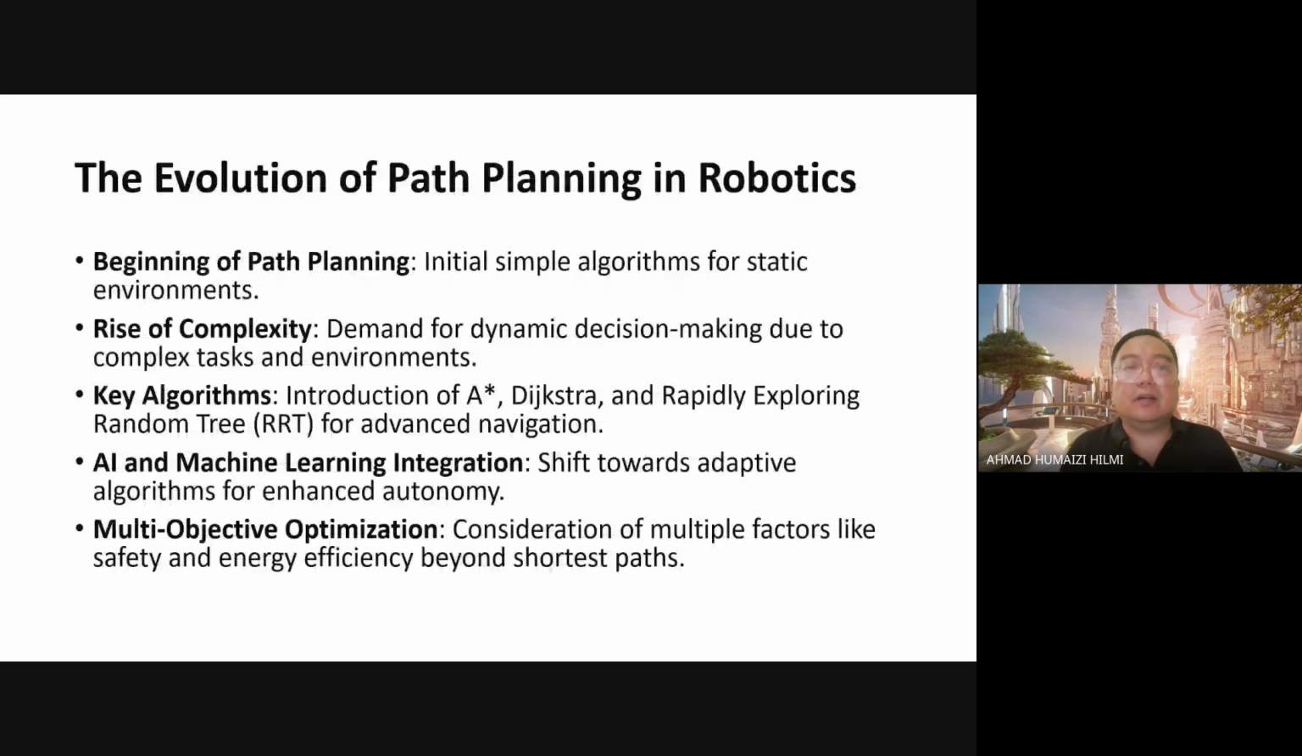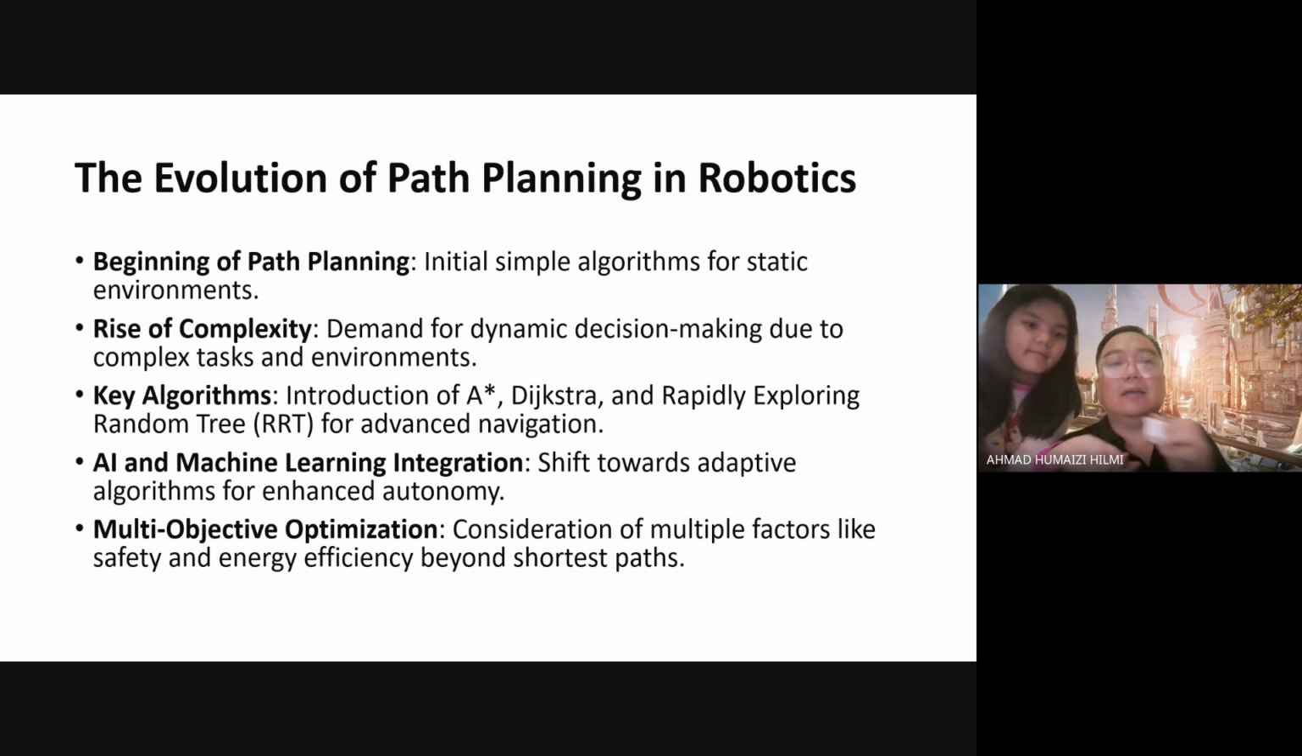So the beginning of path planning starts with initial simple algorithms for static environments, and then the rise of complexity and demand for dynamic decision making due to complex tasks and environments. There are key algorithms such as A star, Dijkstra, rapidly exploring random tree, and advanced navigation. And AI and machine learning integration shifts towards adaptive algorithms for enhanced autonomy and multi-objective optimization.